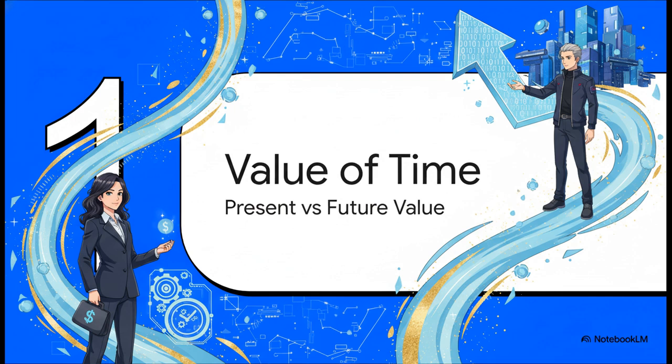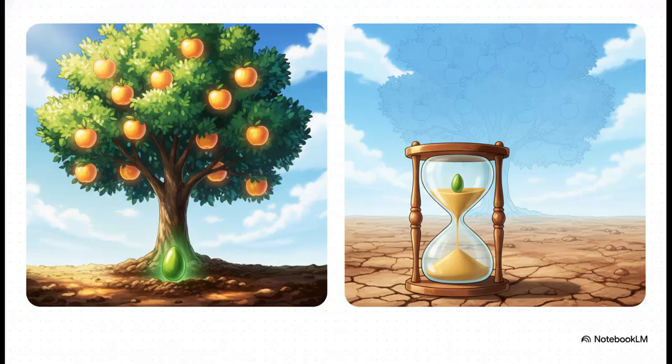Let's start with the literal cornerstone of all finance, present value versus future value. To really grasp this without getting completely lost in the math, I want you to think of a single dollar today as an apple seed, right? If you have that seed right now, that's your present value. You can go out and plant it in an orchard. Over the next 5 years, it grows into a tree and you get multiple harvests of apples. That is the earning capacity of capital deployed today.